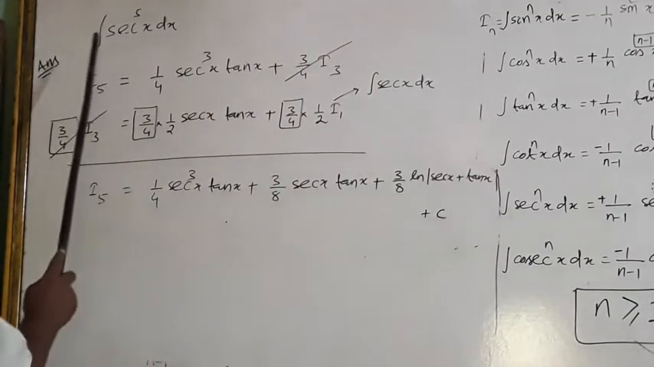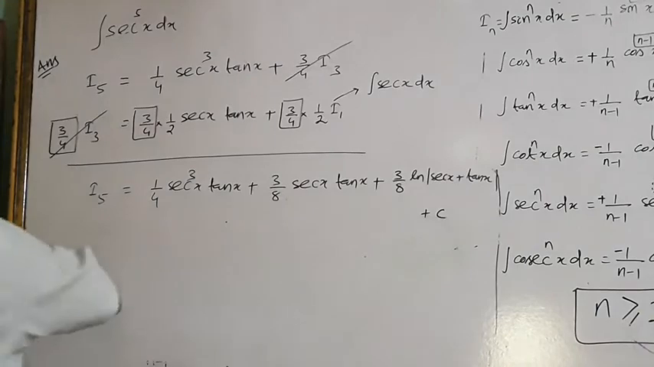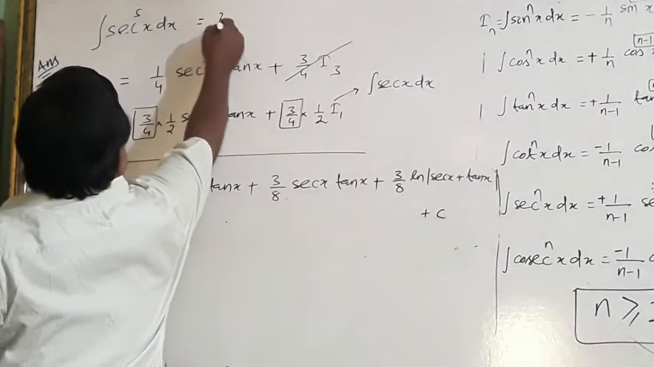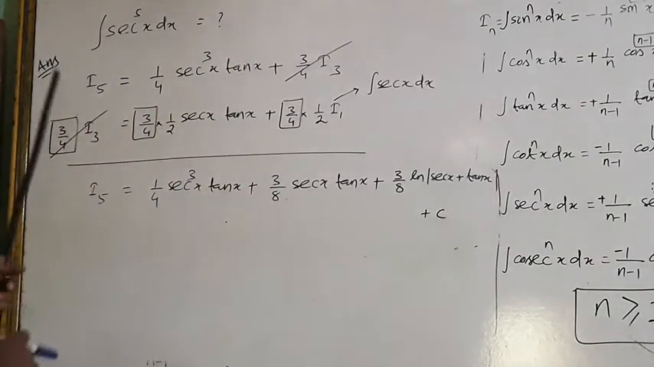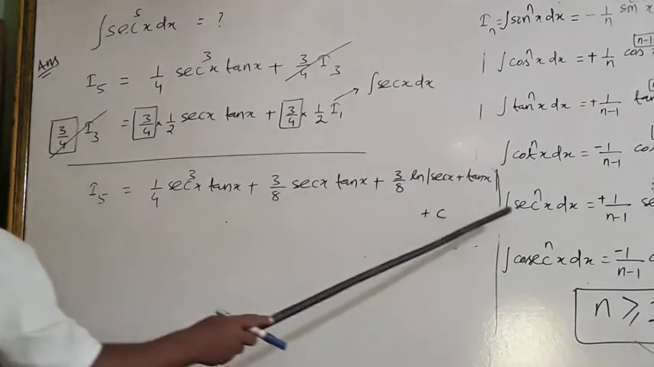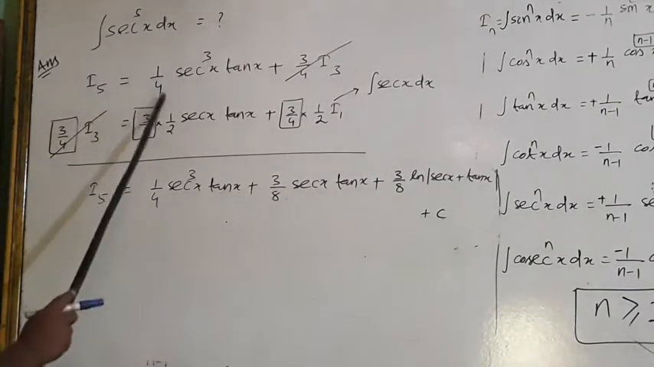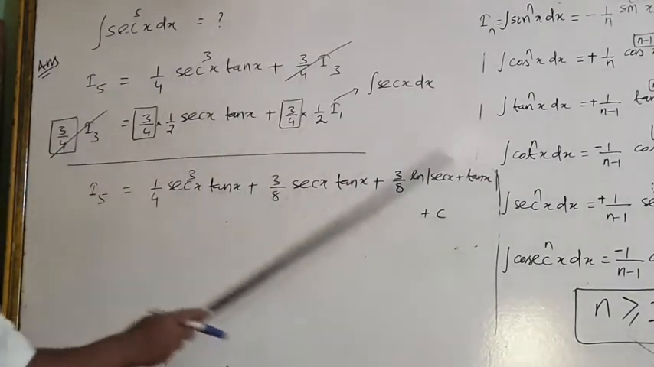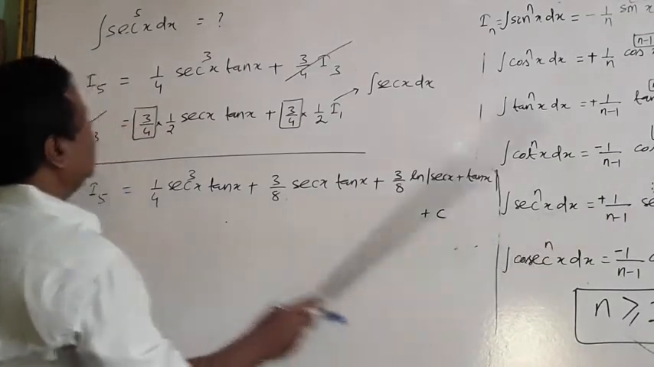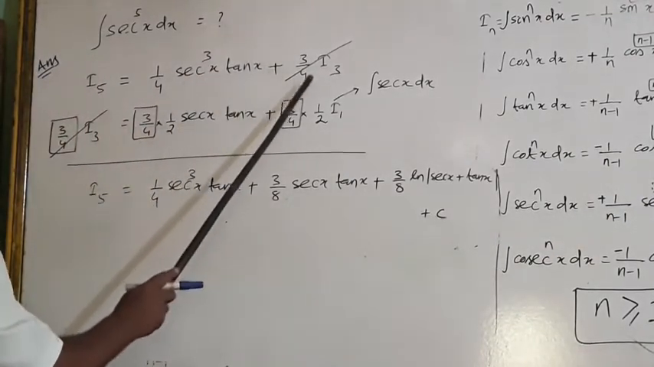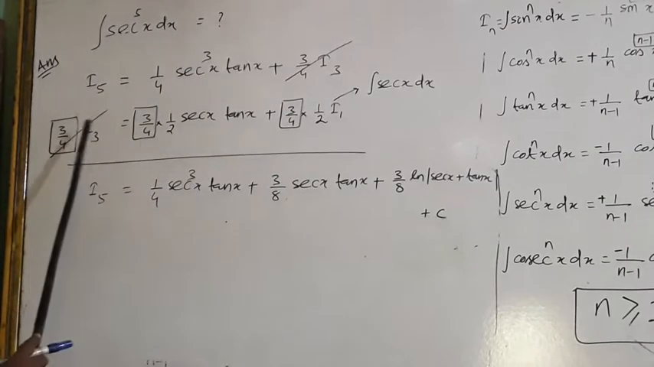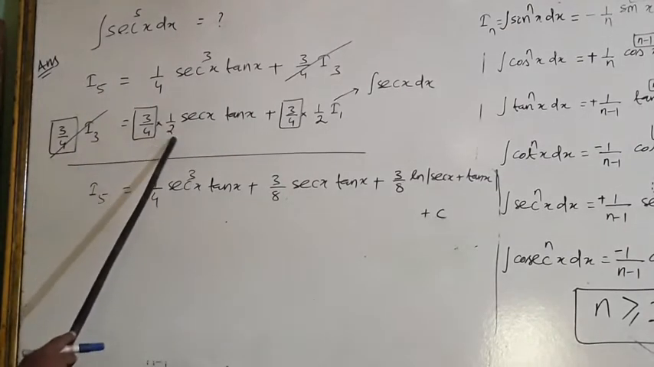Now the question: what is the integration of sec power 5? So I am taking I5. Now it is I5. It is 1 by 4 sec cube x tan x, then it is this by this, this is 3 by 4, 3 by 4 I3. What is I3?